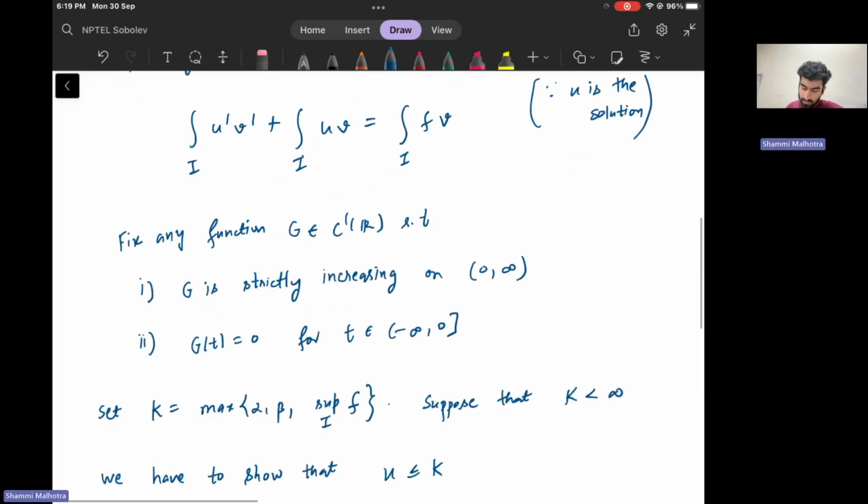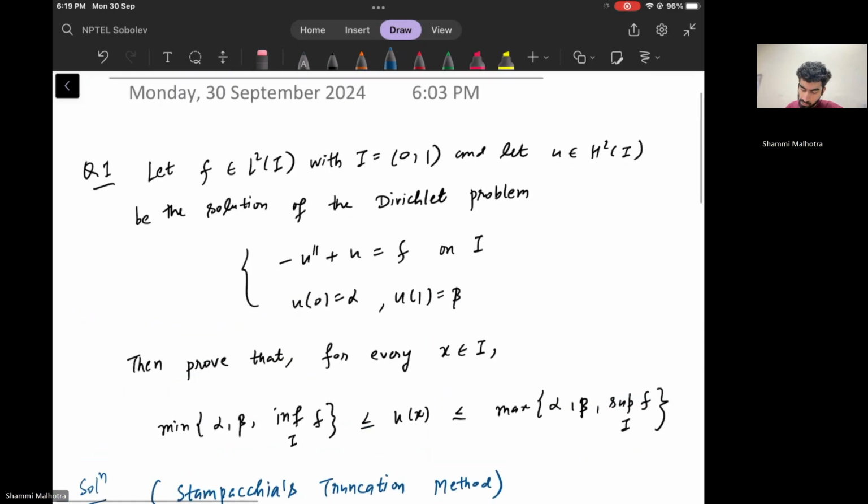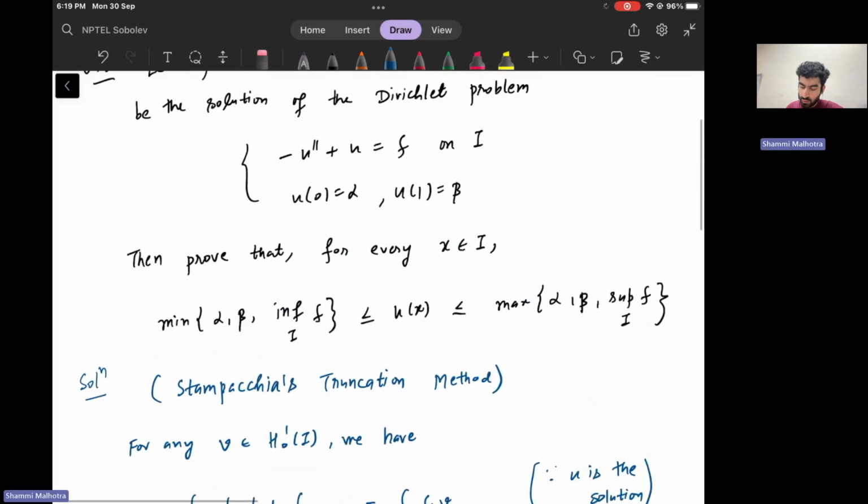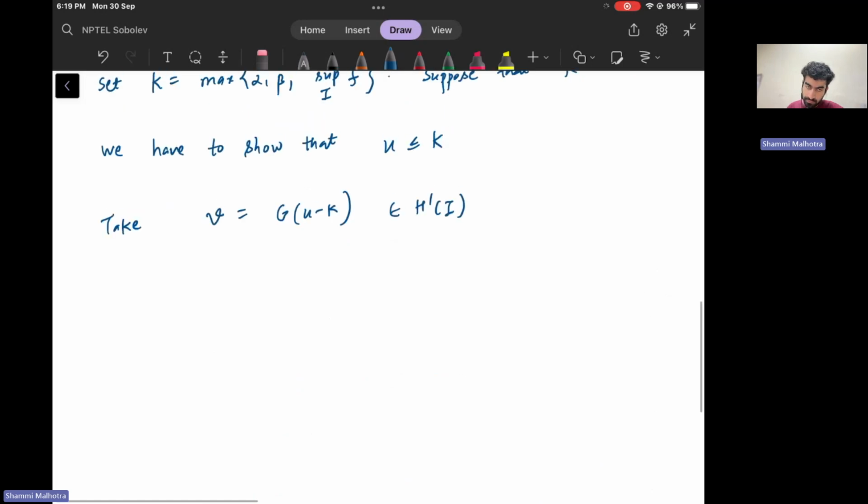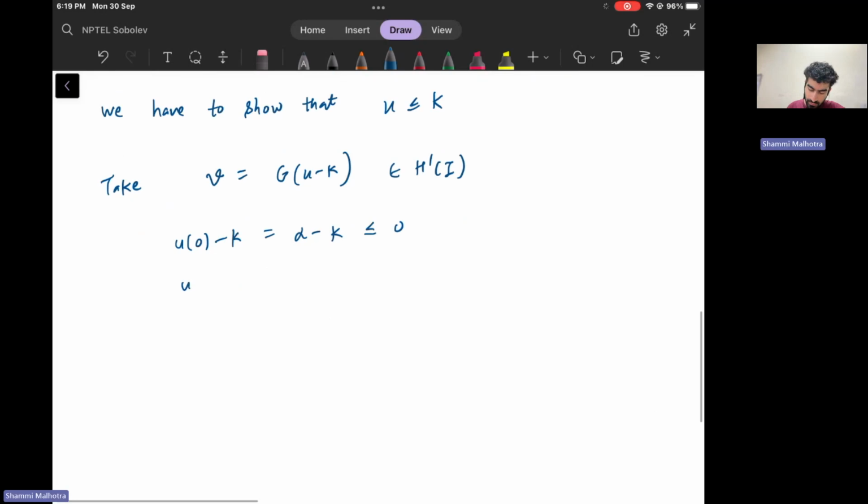And what else? We know that u0 is alpha and u1 is beta. So this is the boundary value of u. If I consider u0 minus k, it is nothing but alpha minus k, which is of course less than or equal to 0. And if I consider u1 minus k, that again turns out to be beta minus k, and that is also less than or equal to 0.